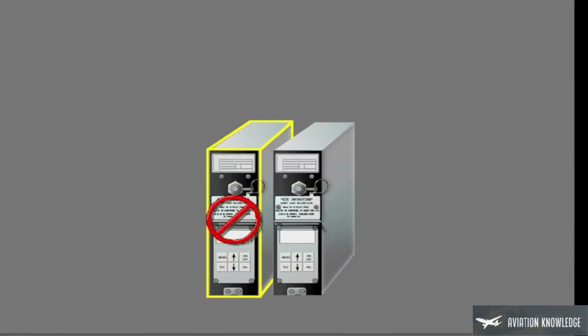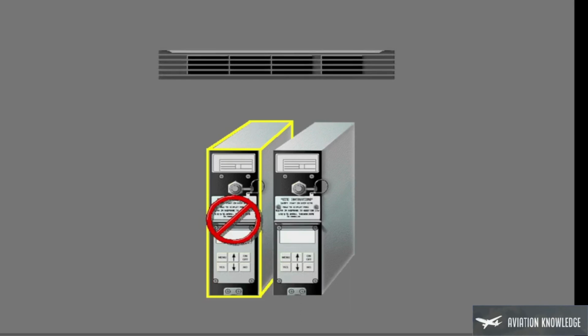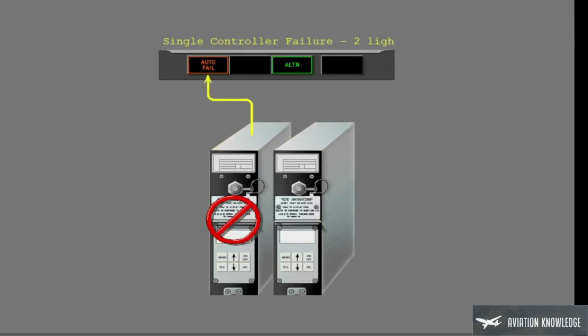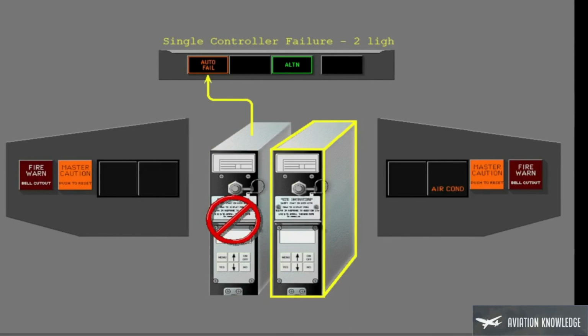If the pressure controllers fail, lights illuminate to tell you of the failure. If the primary pressure controller fails, the auto fail and alternate lights illuminate. Also, the master caution light and the air conditioning annunciator light illuminate. Press the master caution light now to extinguish the warning lights.